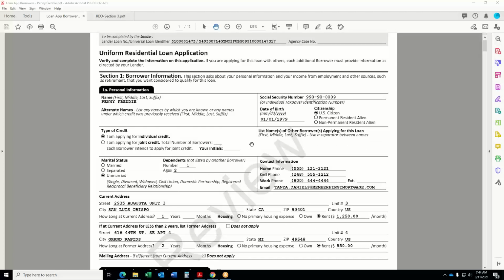I do want to point out that if you have joint borrowers on an application, if you're pulling joint credit and they share financial data such as assets, liabilities, and real estate owned, there will be one complete application for the borrower and then an additional borrower information sheet. The purpose of that is to not duplicate information.